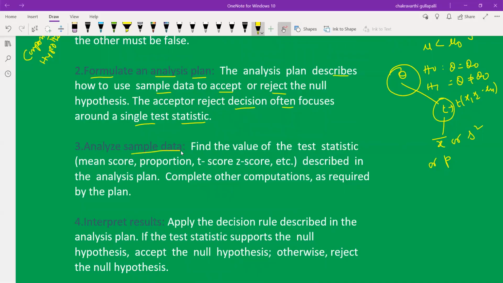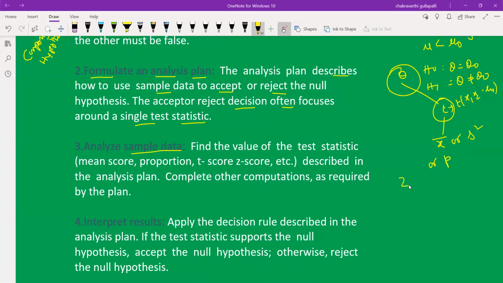Analyze the sample data. Third one, find the value of the test statistic: mean score, proportion, t square, z square, etc., described in the analysis plan above. Complete other computations as required by the plan. So for different problems, we have to create different planning models. Using that planning, accept or reject the null hypothesis.